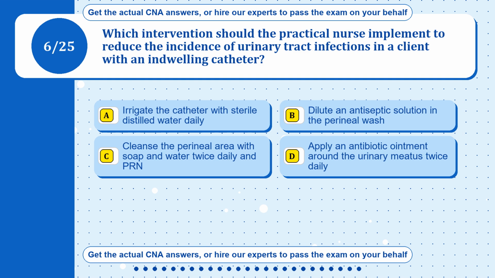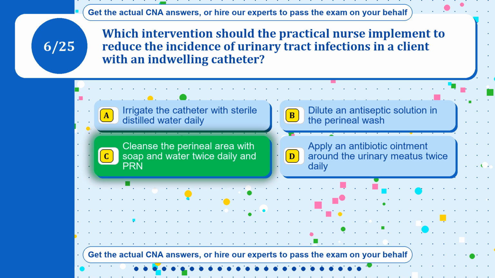Question 6. Which intervention should the practical nurse implement to reduce the incidence of urinary tract infections in a client with an indwelling catheter? Option A, irrigate the catheter with sterile distilled water daily. Option B, dilute an antiseptic solution in the perineal wash. Option C, cleanse the perineal area with soap and water twice daily and PRN. Option D, apply an antibiotic ointment around the urinary meatus twice daily. The correct answer is option C, cleanse the perineal area with soap and water twice daily and PRN.